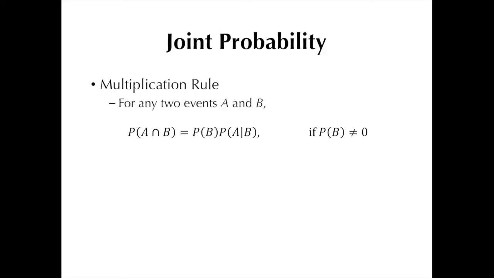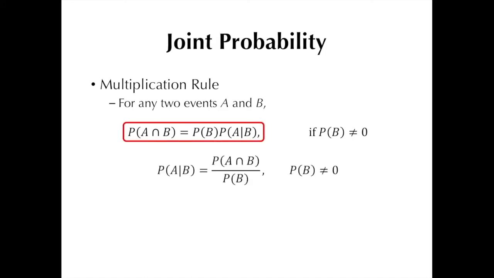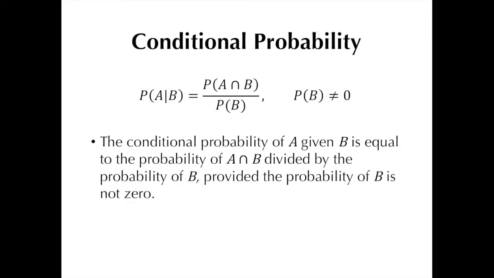Now, let's go back to the multiplication rule from earlier. We could actually rearrange this equation algebraically into this. With that, we now have a new definition for conditional probability. The conditional probability of event A given event B is equal to the probability of event A and event B occurring jointly divided by the probability of event B, provided the probability of event B is not 0.